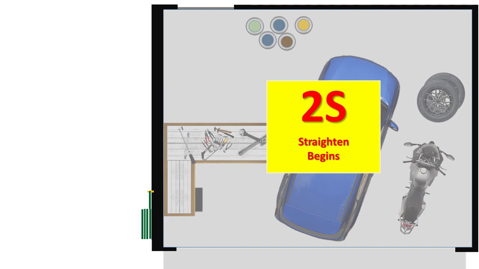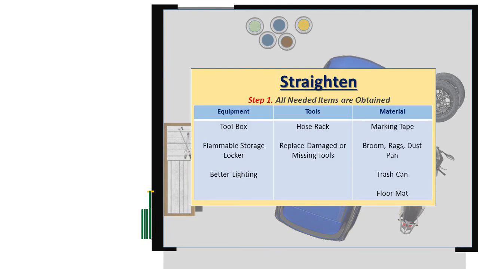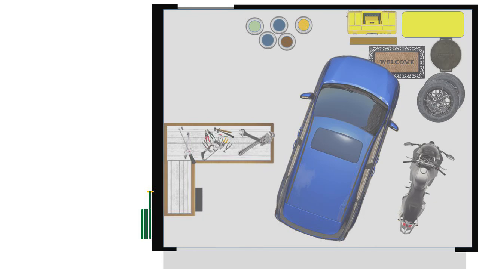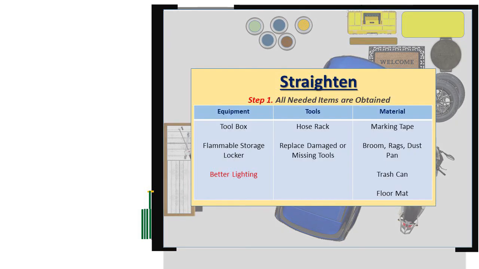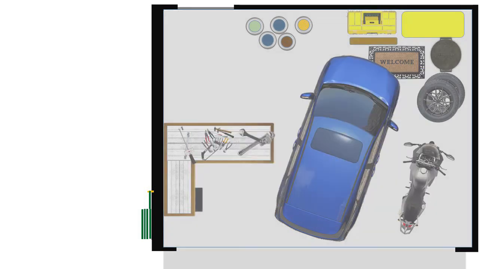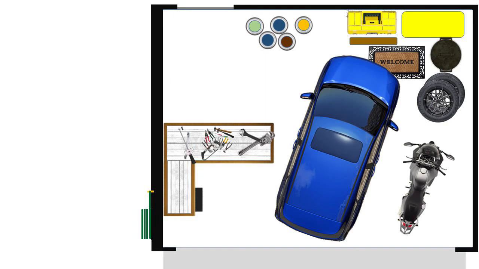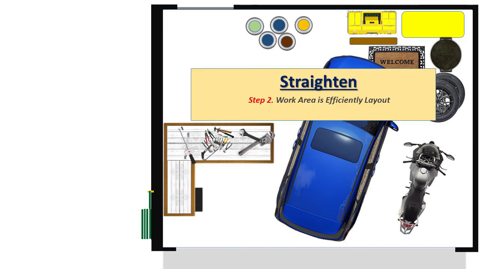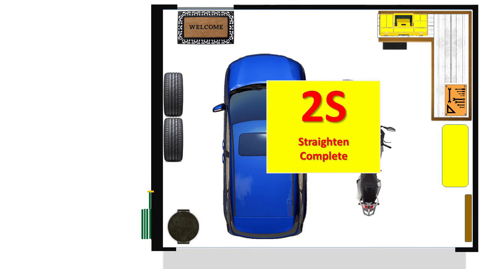And so, the second S, straighten, begins. The first step in straighten is to get all items that are needed. This includes items that were needed to be replaced that were discarded on the first S, and items that the work area never had but it needs to improve its performance. The second step in straighten is to lay out the work area in a way that is most efficient and safe. The second S, straighten, is now complete.